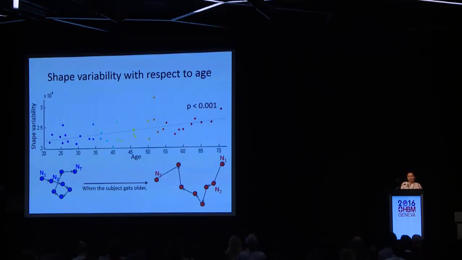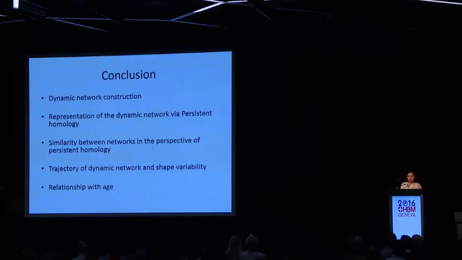In conclusion, we constructed the dynamic network using the sliding window analysis. We found the topological representation of the dynamic network using the persistence diagram. We measured the similarity matrix between networks from the perspective of connected components and holes. We drew the trajectory of the dynamic network and estimated the shape variability. We found that the shape variability is related to the age. So in conclusion, when the subject gets older, the dynamic network fluctuates more.